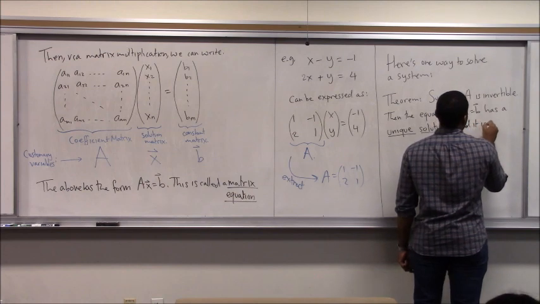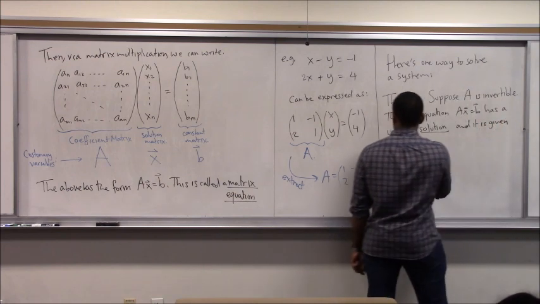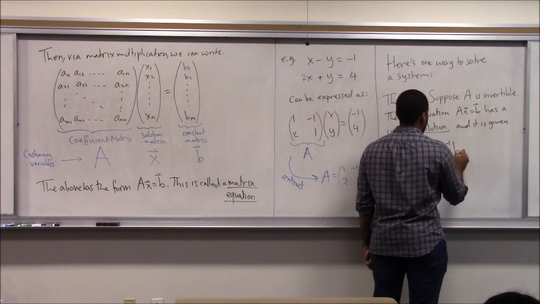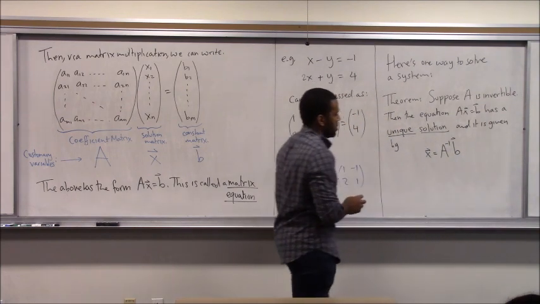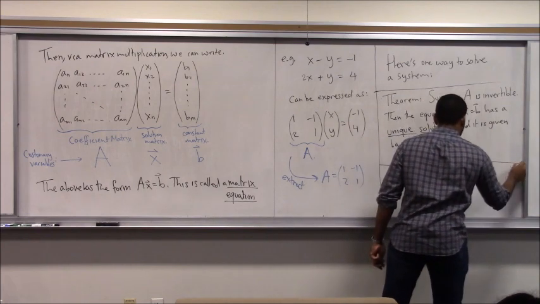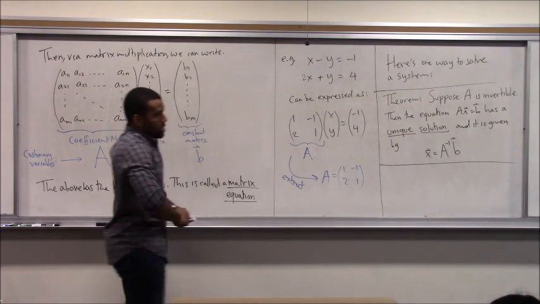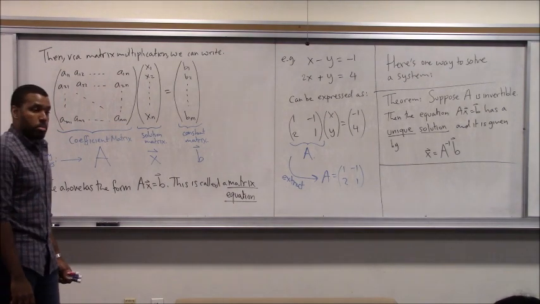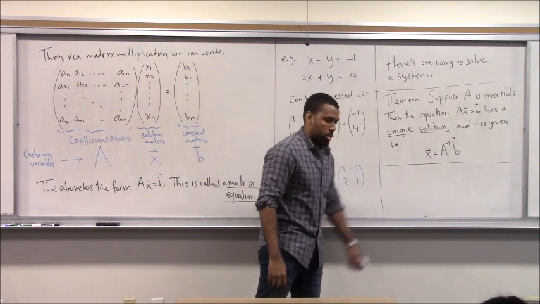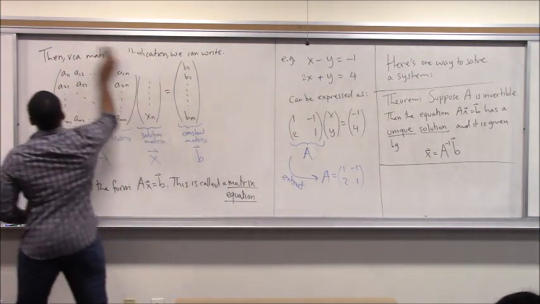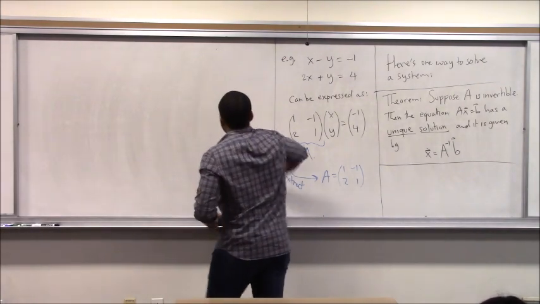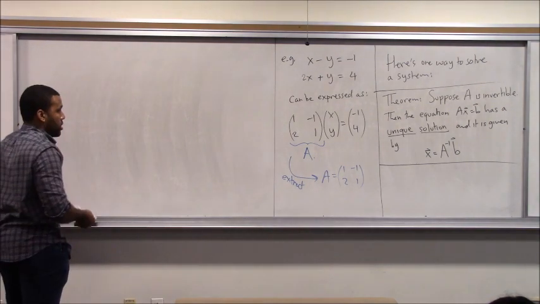And it is given by X equals A inverse times B. This is a theorem, very important to know. If a matrix is invertible, you can actually solve a system where that matrix is the coefficient matrix by just taking the inverse of the matrix and multiplying by B. Now, why does that work?